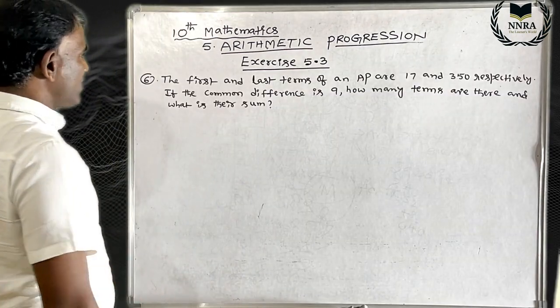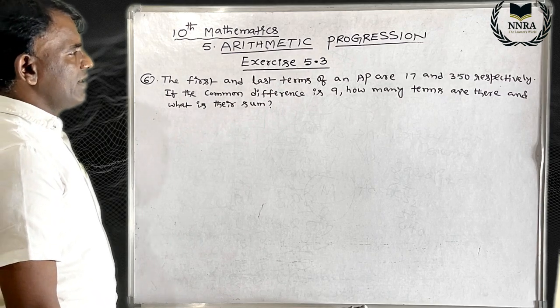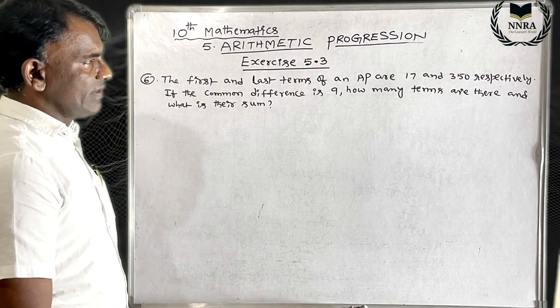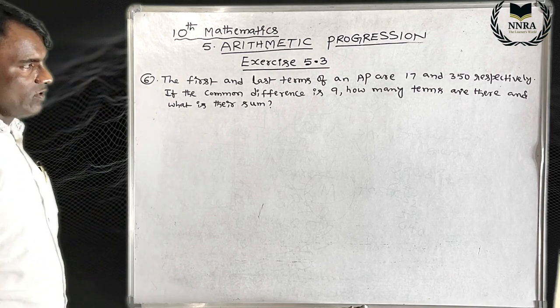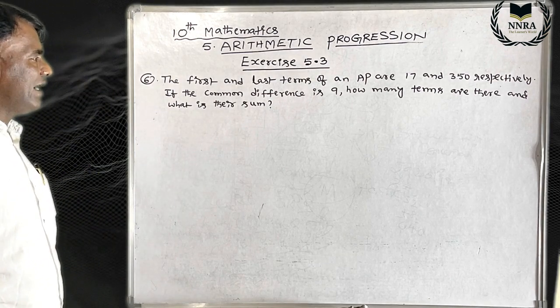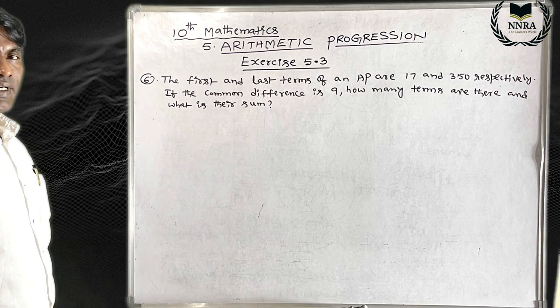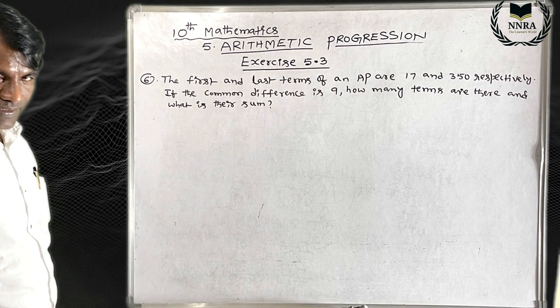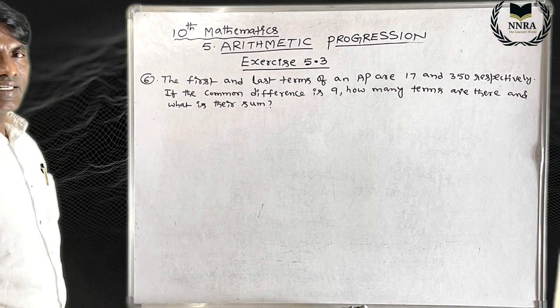Okay, now this is 6th question. The first and last terms of an AP are 17 and 350 respectively. If the common difference is 9, how many terms are there? And what is their sum? How many terms are there? Means n value. And we find sum of first n terms, that is Sn value.